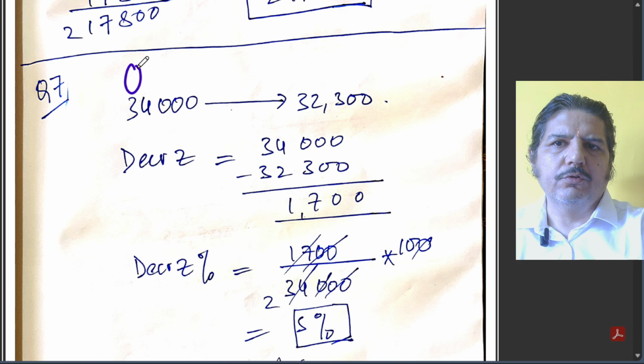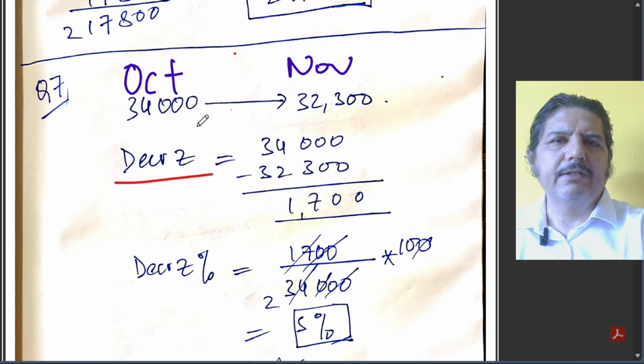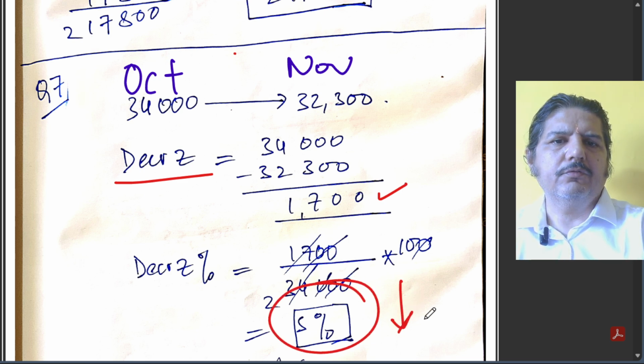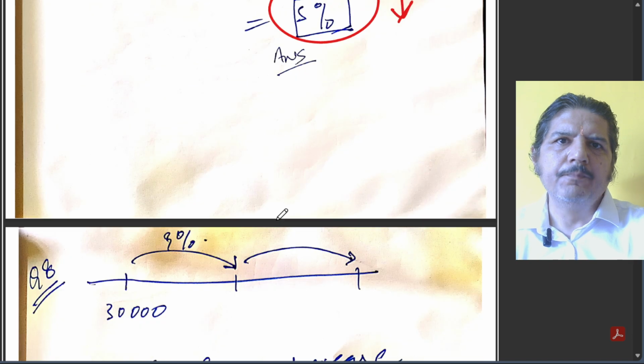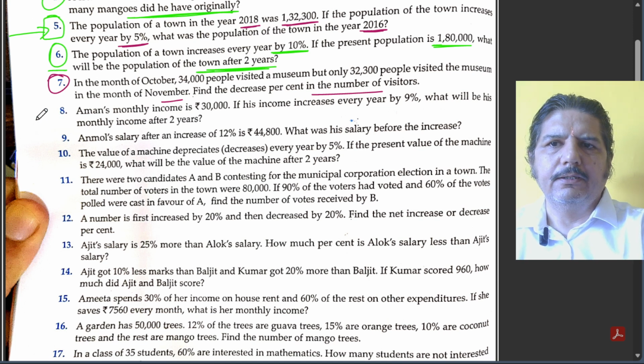So this was in October, this is in November, and as I have told you, you will first find the decrease. So the decrease is 1,700. So this upon 34,000, so the decrease is 5%. So this is the final answer. Hope this is clear. Now let's go to question number 8.